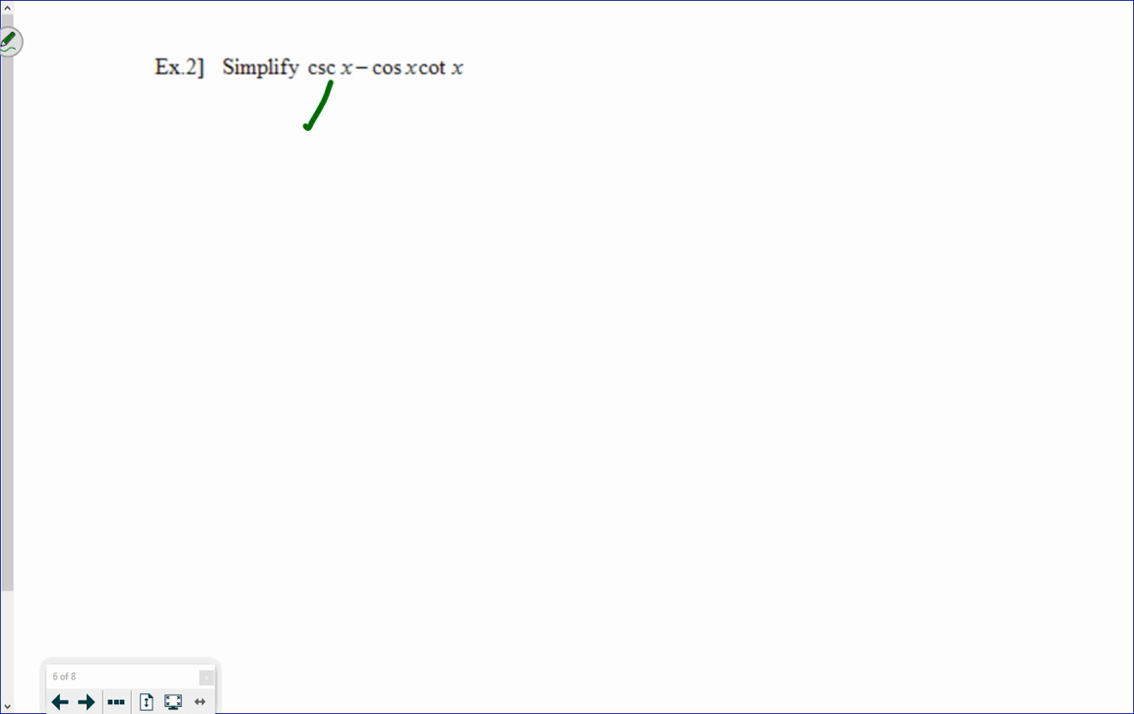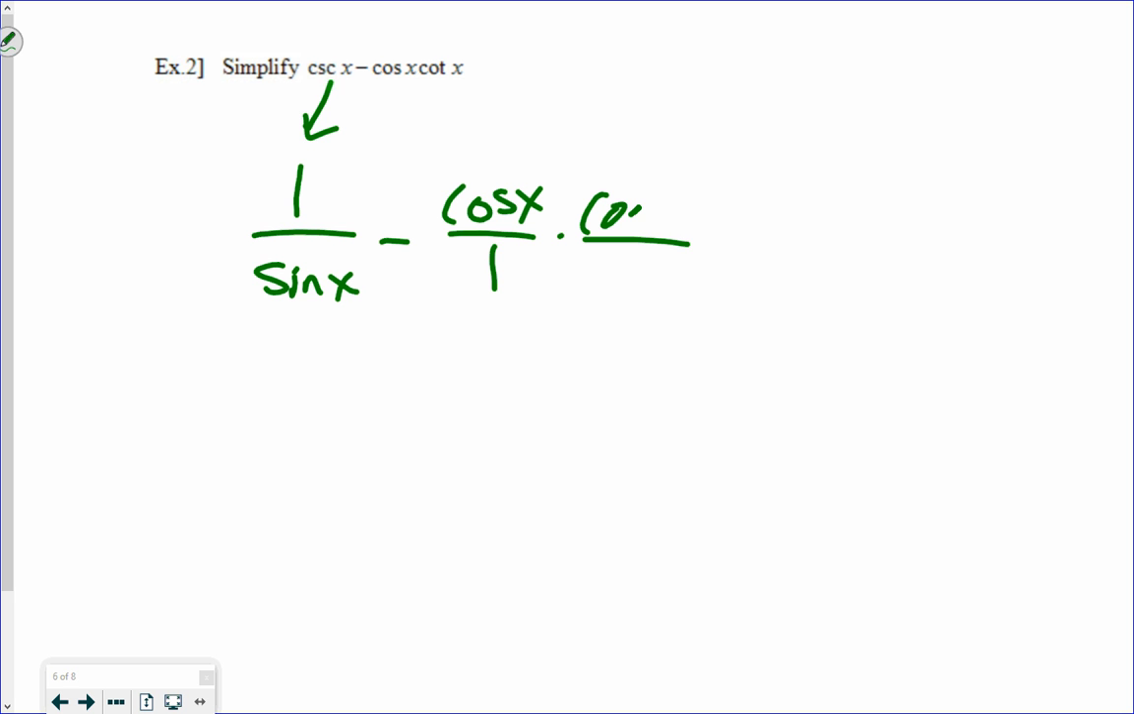So this turns into 1 over sine. This is cosine of x over 1 times, now cotangent, you might need to look that one up if you don't remember it. We could write it as 1 over tangent, but then we're not all in sines and cosines, right? So cotangent, that'd be cosine over sine, yep.